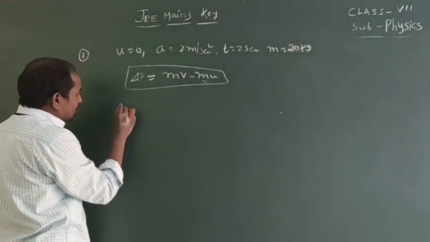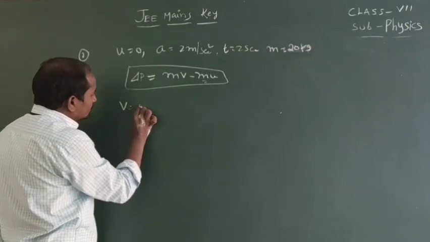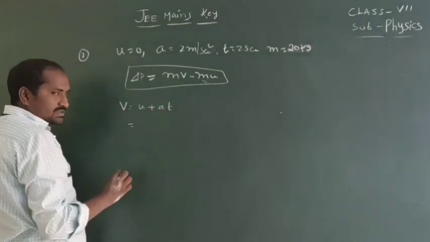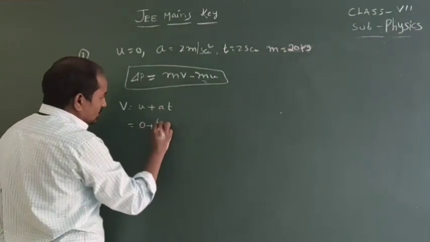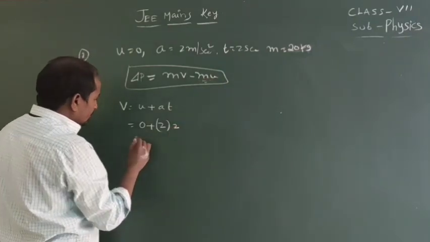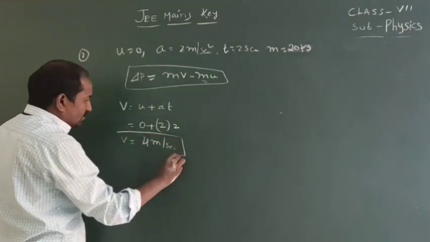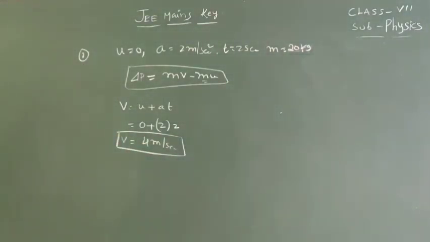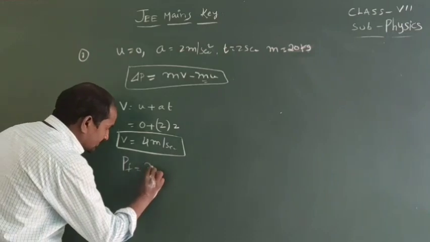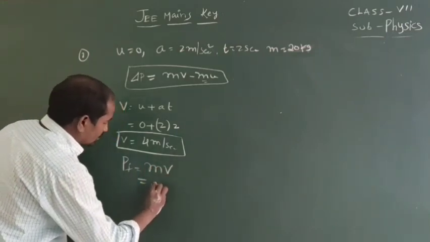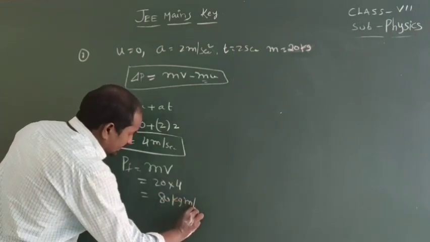From the first equation of motion, v equals u plus at. Here u equals 0 because the body is initially at rest. a equals 2 and t equals 2, so v equals 4 meter per second. So final velocity equals 4 meter per second. Then final momentum Pf equals m × v, mass 20 kg and 4, that equals 80 kg meter per second.